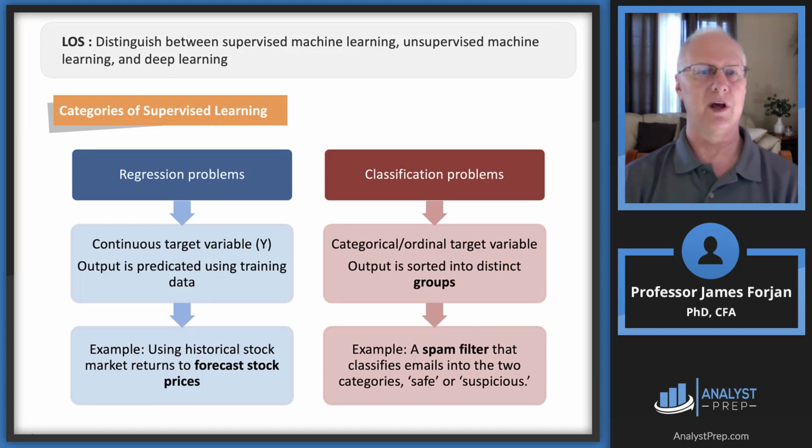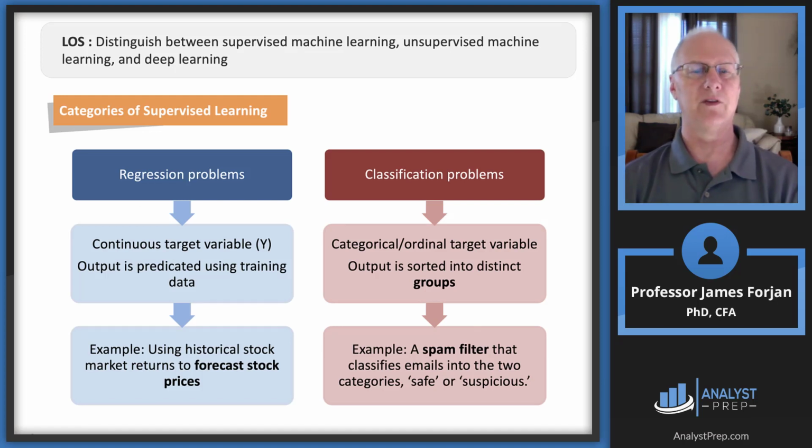Now, classes of supervised learning. So we have regression problems. This is what we've been doing before. So look at the example, using historical stock market returns to forecast stock prices. All right, that makes perfect sense. Classification problems. So what we're trying to do is to categorize these into distinct groups. And so the example there is email, safe or suspicious.